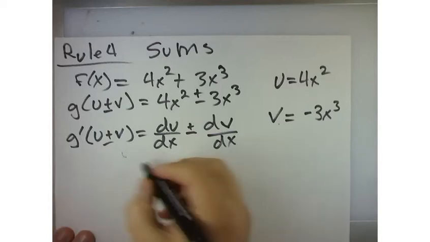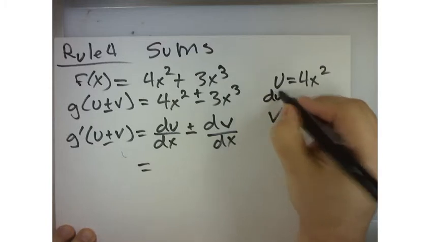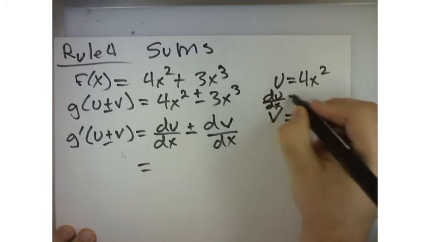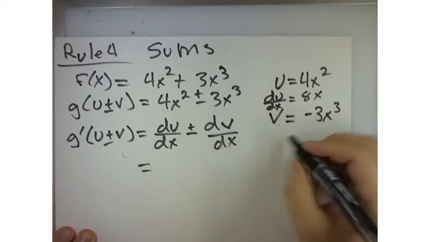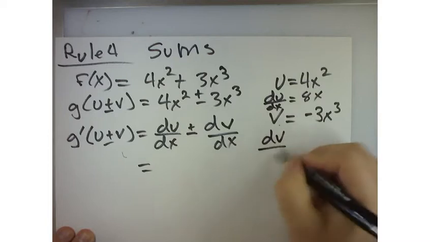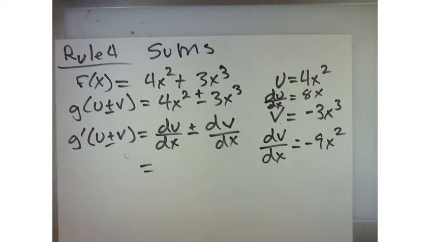So then, what is the derivative of this? Well, if I use the power rule, I'll see that du dx, the derivative of u with respect to x, is just going to be 8x. And the derivative of v with respect to x is just going to be negative 9x squared, right? If I use that power rule. Is that right? Yeah. All right.